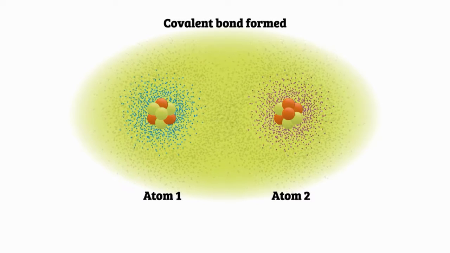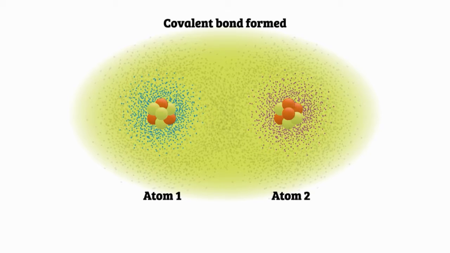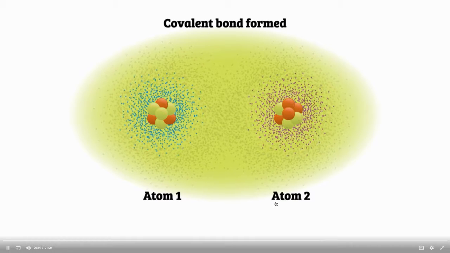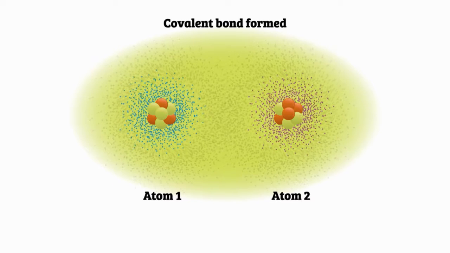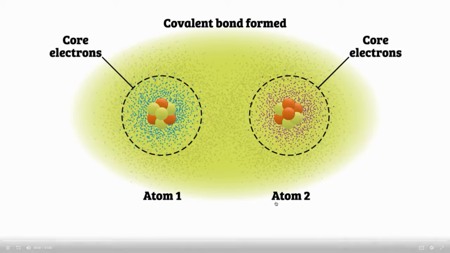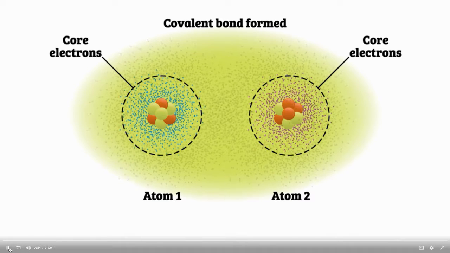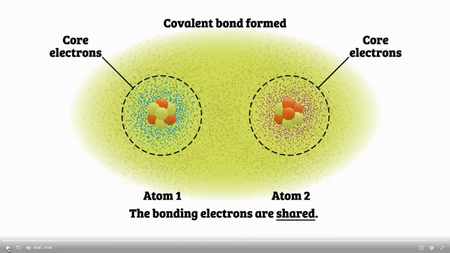Valence electrons of atom number 1 are attracted to atom number 2 and interact with it. At the same time, the valence electrons of atom number 2 interact with atom number 1. While valence electrons are forming a bond, the core electrons just stay with their own atoms. A way to describe a covalent bond is to say that the bonding electrons are shared between the 2 atoms.